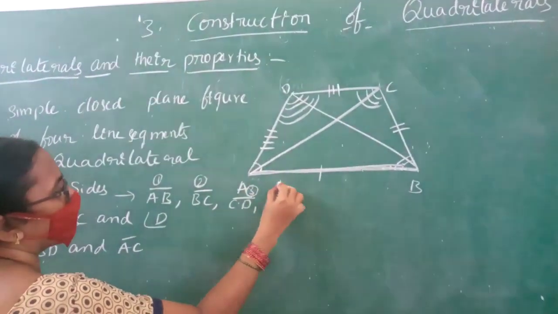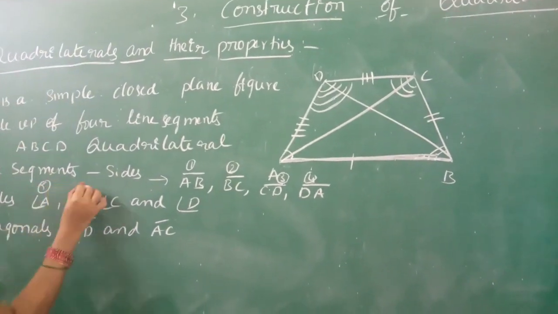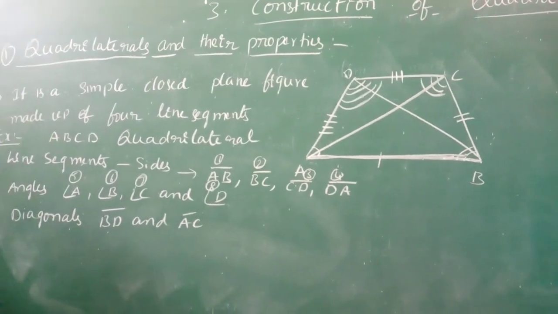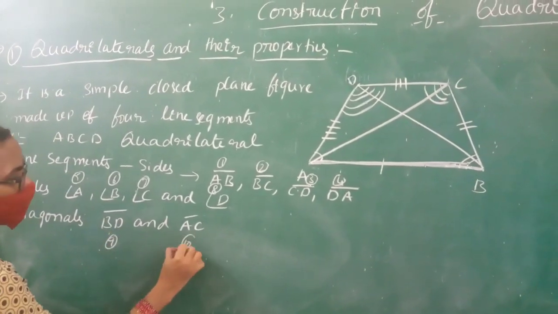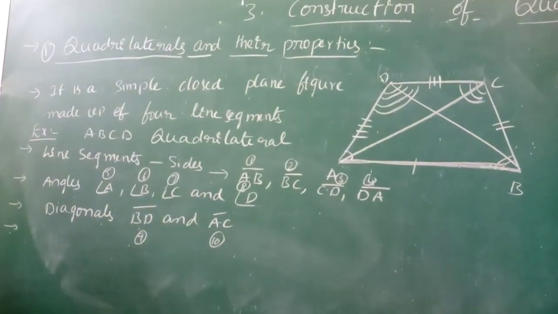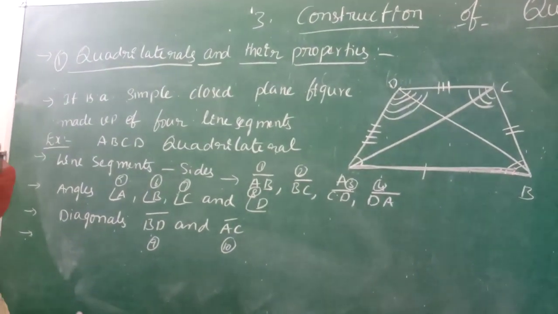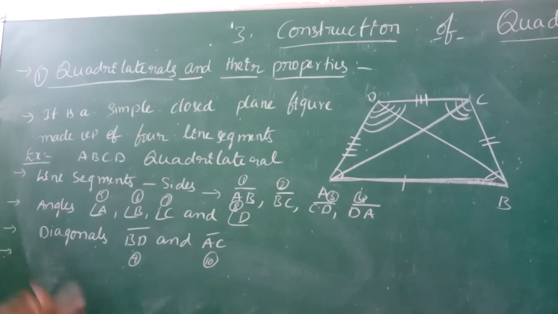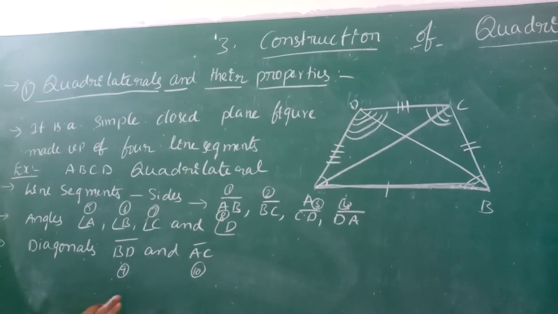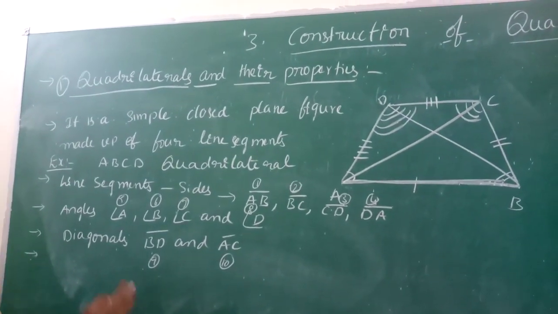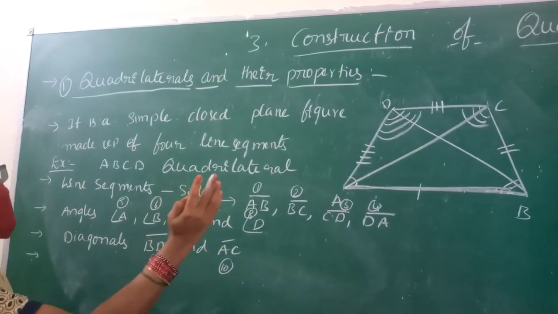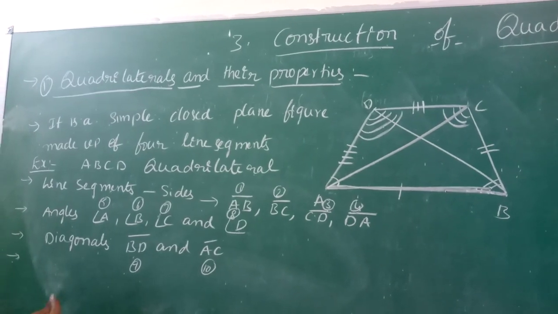See children, these are the parts of a quadrilateral. Count once. 1, 2, 3, 4: 4 sides. 5, 6, 7, 8: 4 angles. 9, 10: 2 diagonals. So total parts of a quadrilateral are 10. Among these 10, any 5 you know, you can construct a quadrilateral. We will learn in the next concept how to construct. This is the brief, detailed explanation of a quadrilateral.